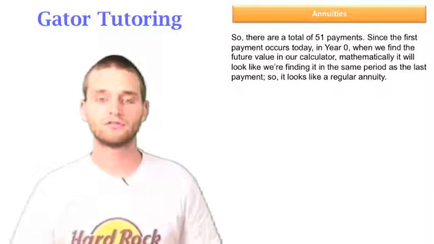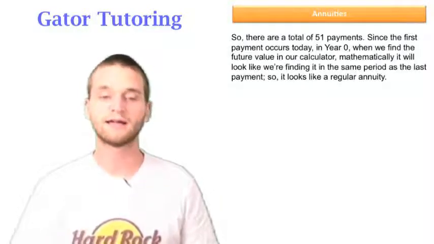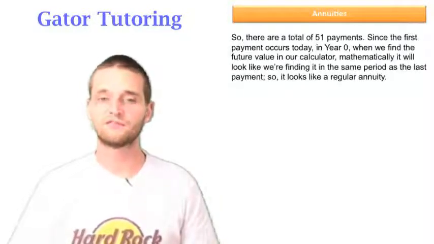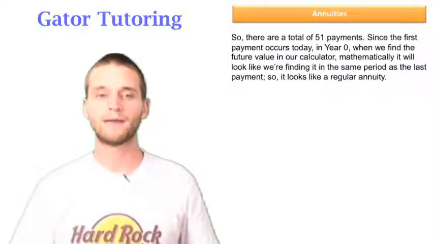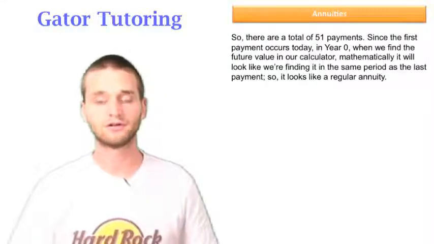So there are a total of 51 payments. Since the first payment occurs today, in year 0, when we find the future value in our calculator, mathematically it will look like we're finding it in the same period as the last payment. So it looks like a regular annuity.